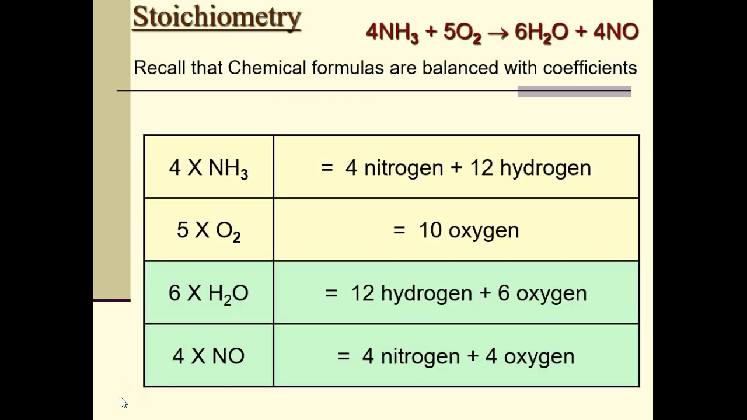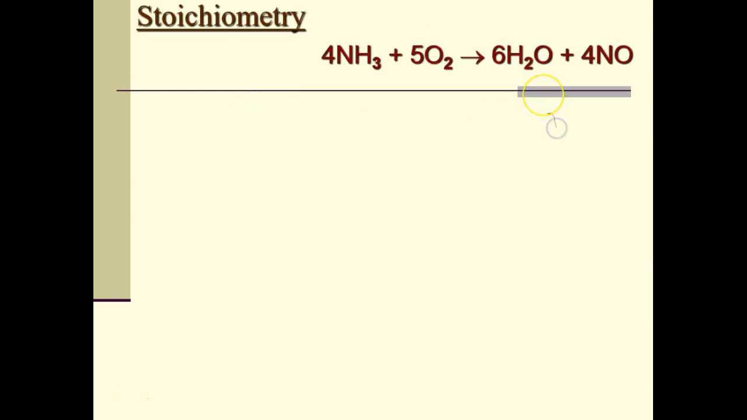Why is this important to us? Well, if you have 4 NH3s, you're going to have 4 times 1, which is 4 nitrogens, and 12 hydrogens. So you have to balance the chemical equations with coefficients. It's important that we have a balanced chemical equation in there. Balancing equations is key. That's why we're spending so much time on balancing equations.